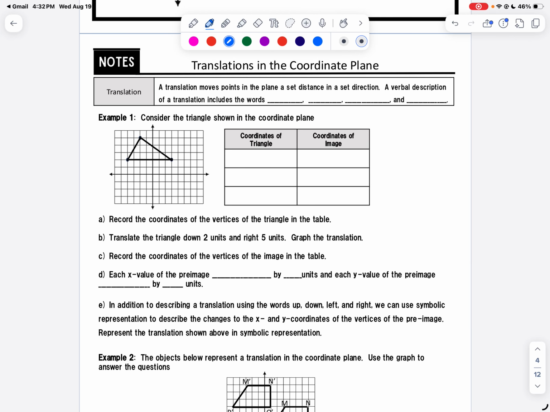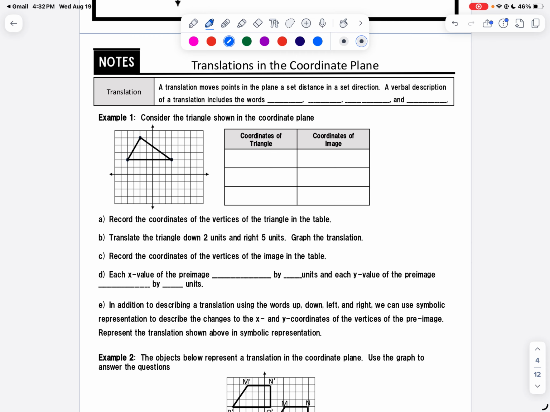In today's lesson, we will be exploring translations on the coordinate plane. Now, before we begin, let's review what a translation means. A translation on the coordinate plane simply moves points in the plane a set distance in a set direction.